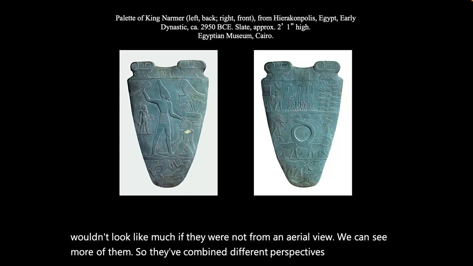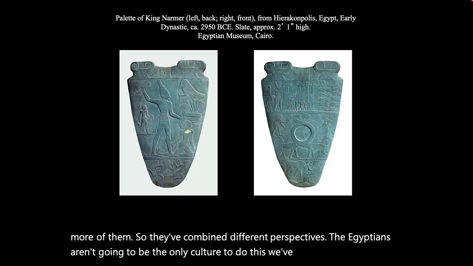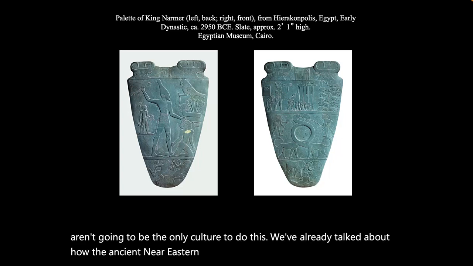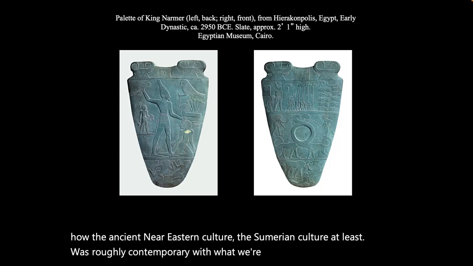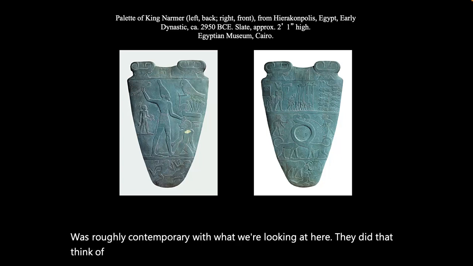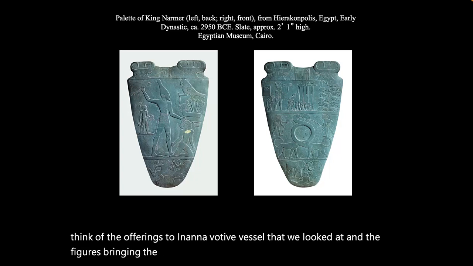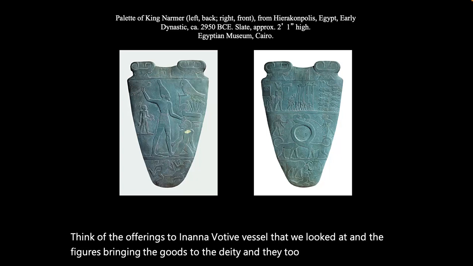The Egyptians aren't going to be the only culture to do this. We've already talked about how the ancient Near Eastern culture, the Sumerian culture at least, that is roughly contemporary with what we're looking at here, they did that. Think of the offerings to Inanna votive vessel that we looked at, and the figures bringing the goods to the deity, and they too were in a similar twisted perspective pose.